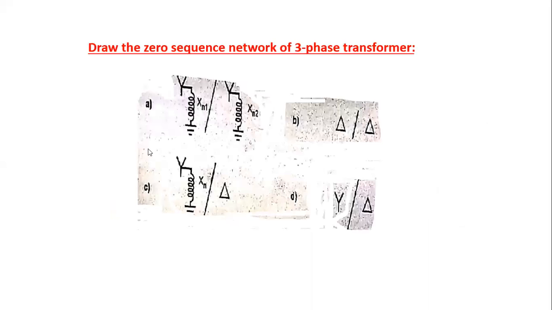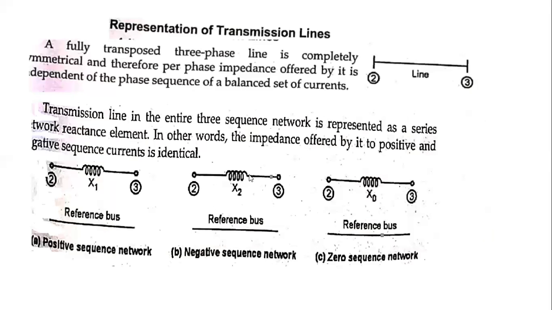These are the equivalent sequence component reactances of the transformer for zero sequence networks. Okay, first coming to the transmission line sequence representation. Normally this is the transmission line. The equivalent symbol for the transmission line is a straight line. Therefore, this transmission line we represent as the positive sequence, negative sequence, and zero sequence.